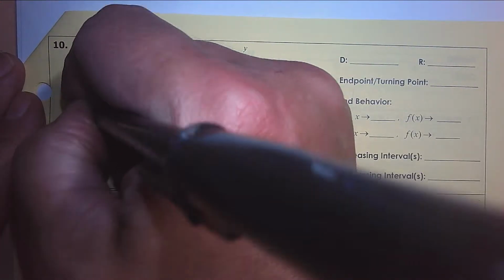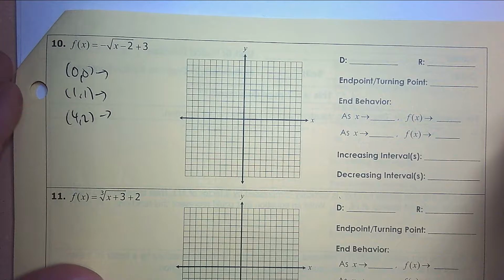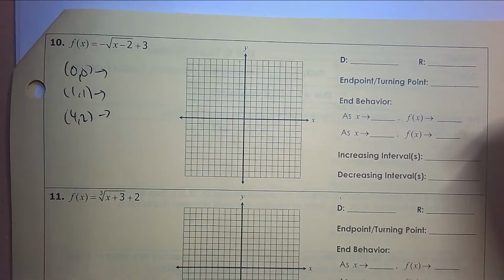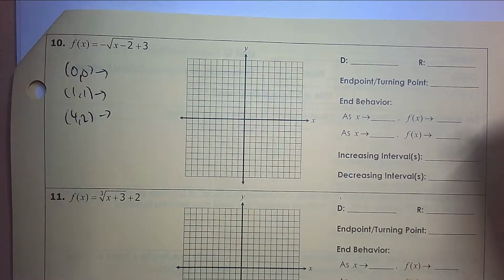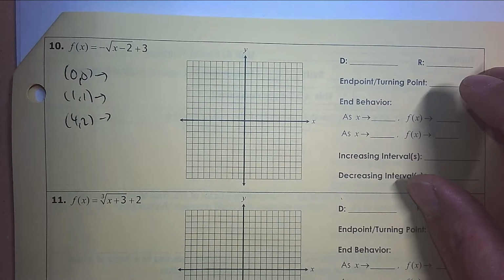This is a square root. How do I start a square root? 0, 0, 1, 1, and 4, 2. Where do I look to see how x has changed? And you look under the square root sign. Do I add 2 or subtract 2 to all the x's? So we're going to add 2.